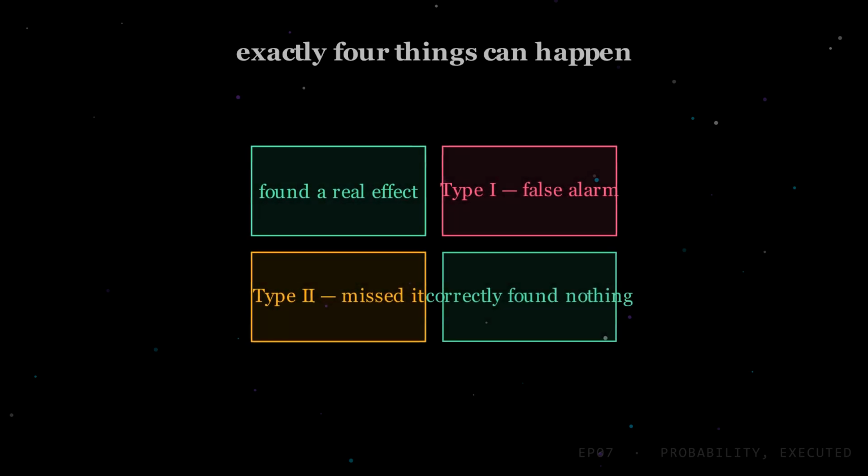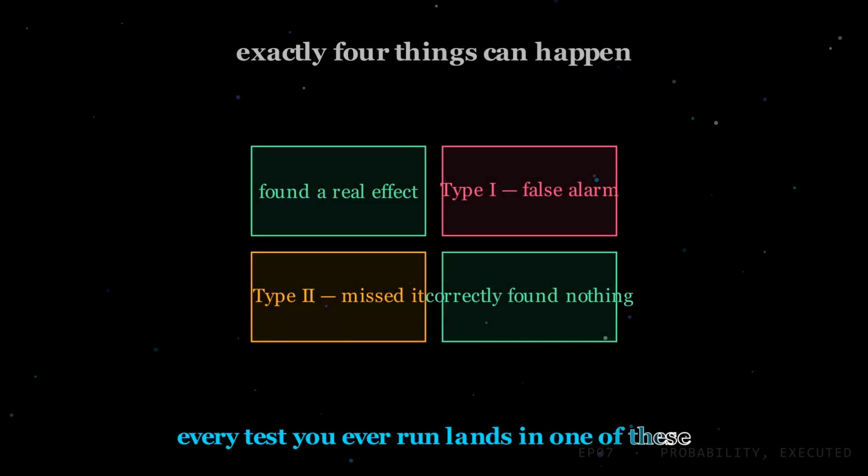There are exactly 4 things that can happen. There's an effect, and you find it. That's a true positive. There's no effect, and you correctly find nothing, true negative. Then the 2 mistakes. You claim an effect that isn't there. That's a type 1 error, a false positive. Or there's a real effect, and you miss it, type 2, a false negative. Four boxes, every test you'll ever run lands in one of them.